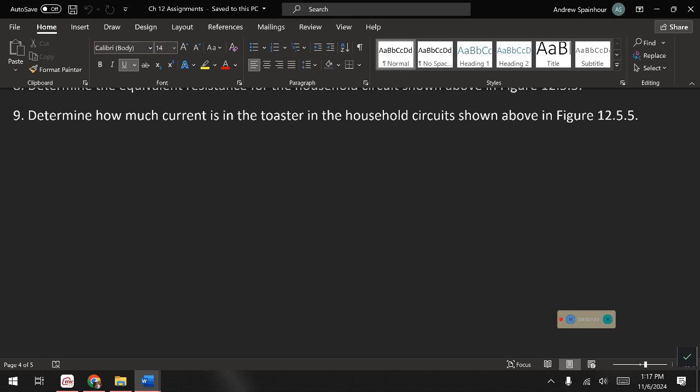Gabe, how much current is in your toaster? 2,000 amps. Seems like a good one. That's my bread on fire.